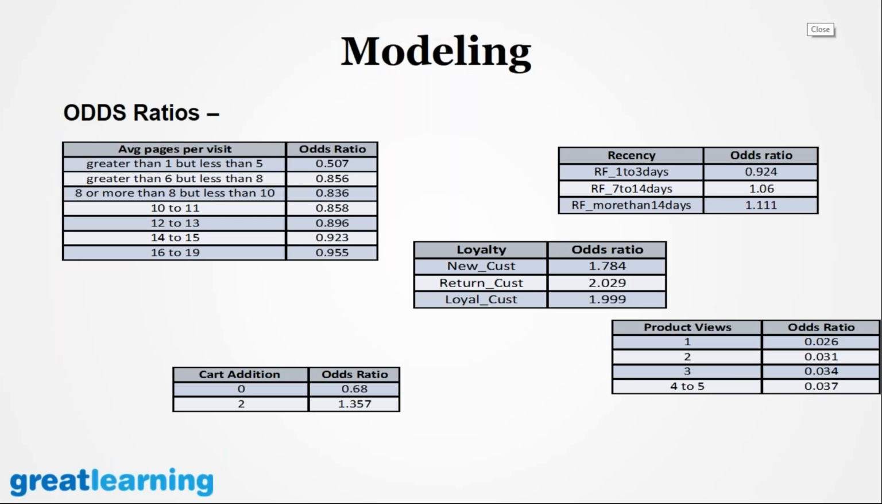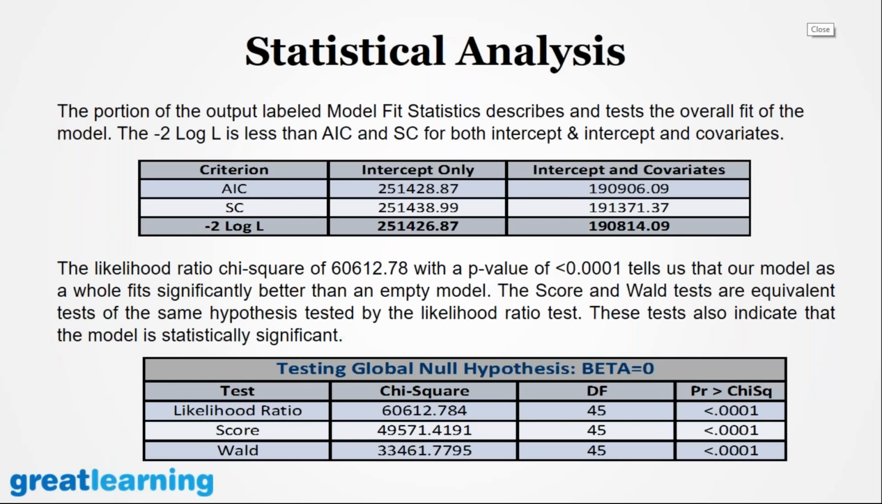Recency: if the recency is more than 14 days, we have 11% more chances of buying. Loyalty: for a new customer, returning customer, and loyal customer, there is 102% more chance of buying for a returning customer, 99% higher for a loyal customer, and 78% for a new customer. Similarly for cart additions, a person who has a cart addition of 2 has 35% more chances of buying. Product views similarly have odds ratios of buying.